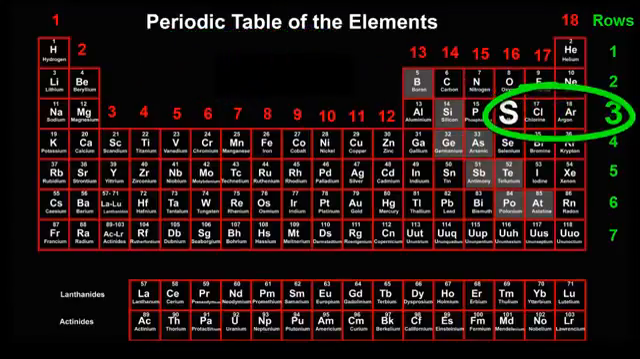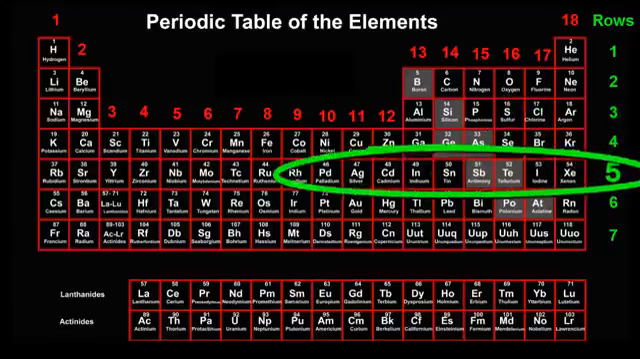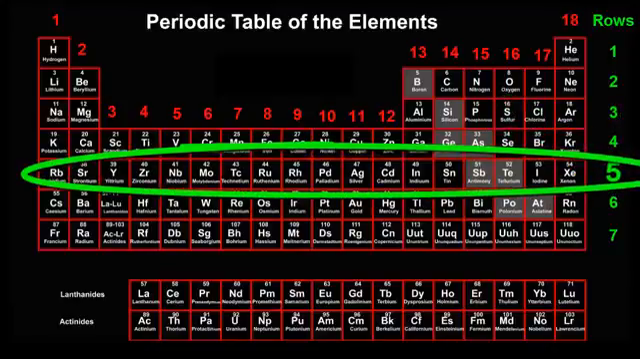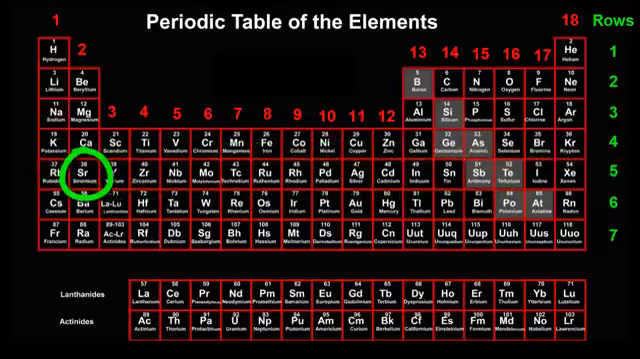The third row. Choose any element in the fifth row. There are a lot of possible answers for this. Could be strontium, tin, iodine. You choose.